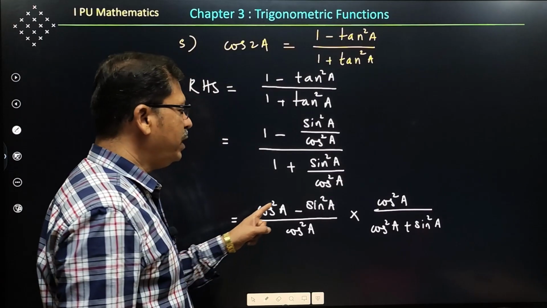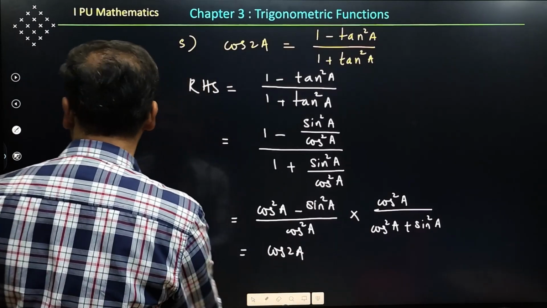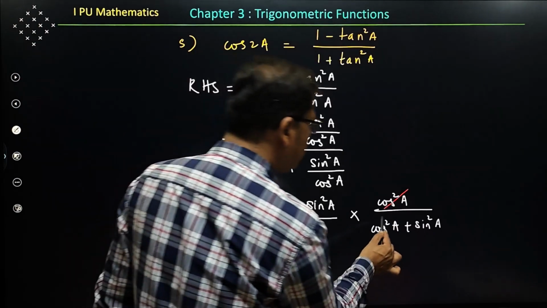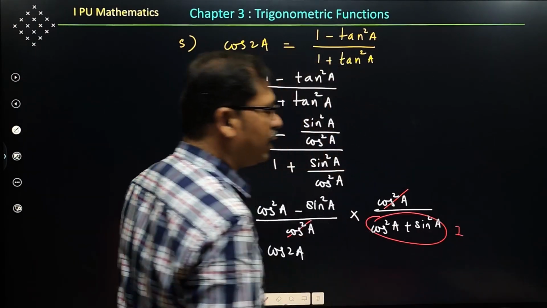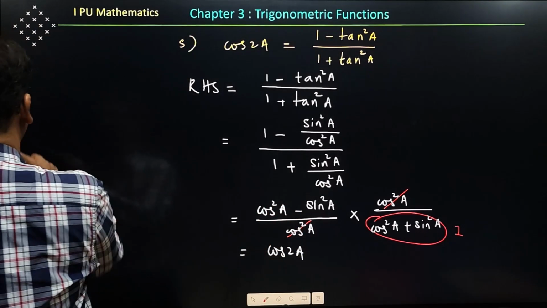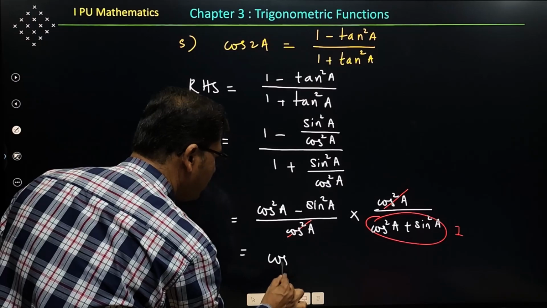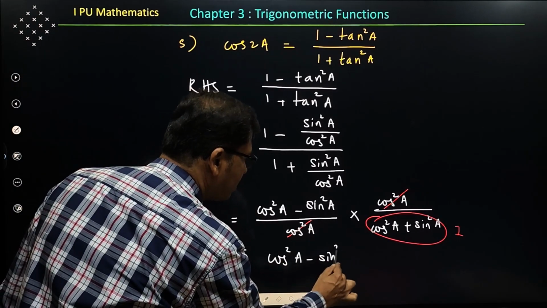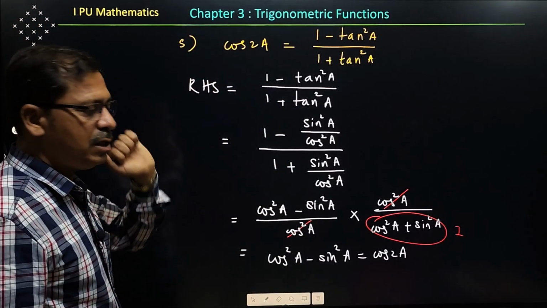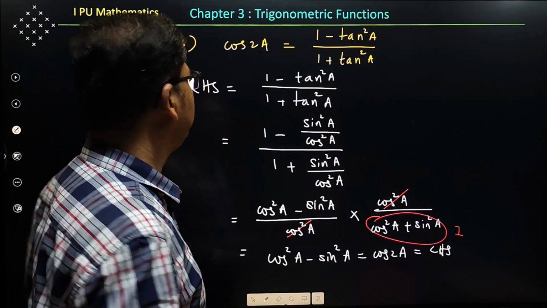Now cos square a minus sin square a is nothing but cos 2a. Further, this cos square a and this cos square a cancel. The value of cos square a plus sin square a is 1, so no need to write it. Cos square a minus sin square a remains, and that is equal to cos 2a, which is my left hand side. So this is equal to LHS, and this completes the solution.